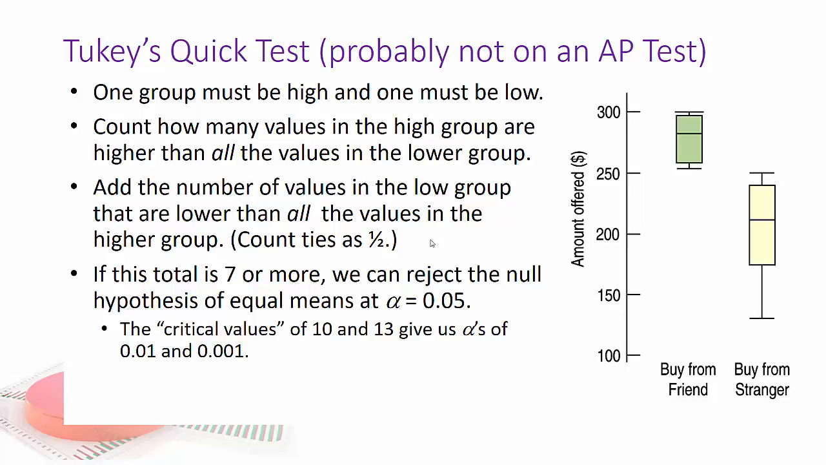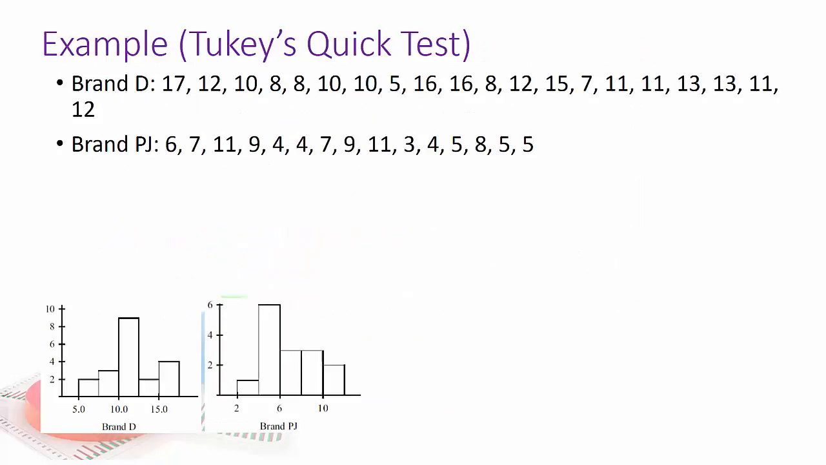And you can probably really just use it as a quick check of your t-test. So if we revisit our pizza, the highest value for brand PJ was 11, so I circled everything higher than 11. The lowest value for brand D was 5, so I circled everything lower than 5. Then I circled the ties. Maybe I shouldn't count these 11s, but I'm going to count them anyways.